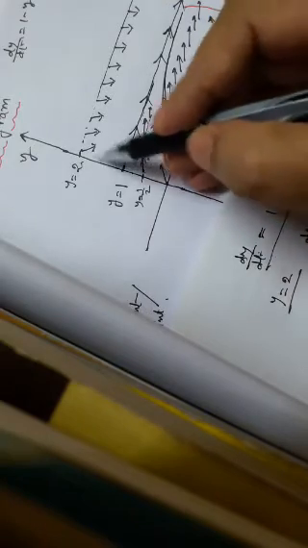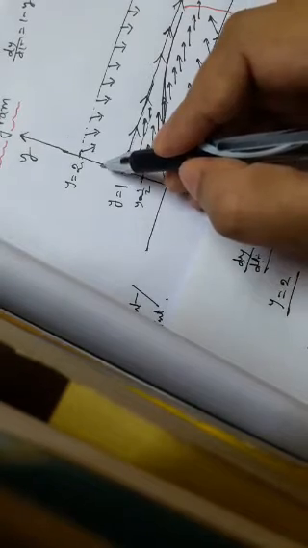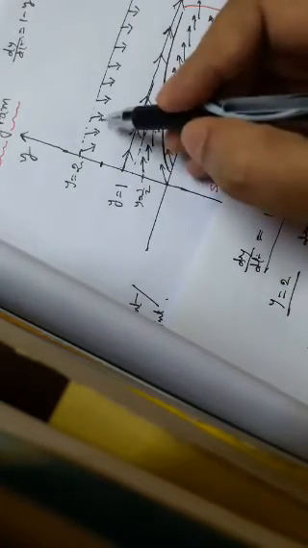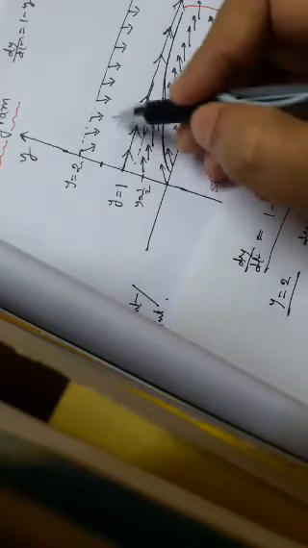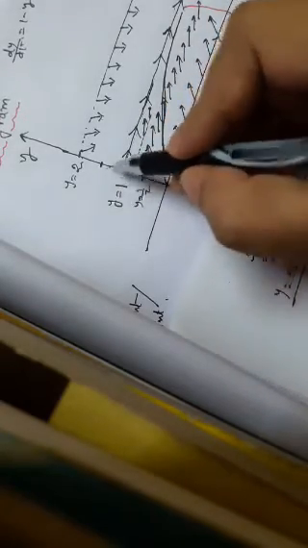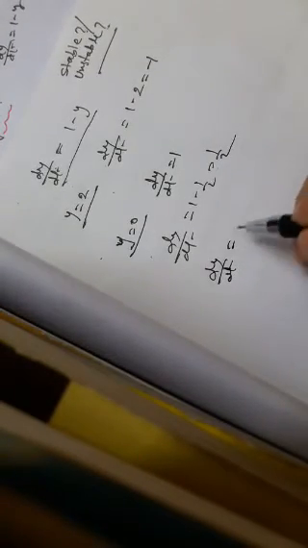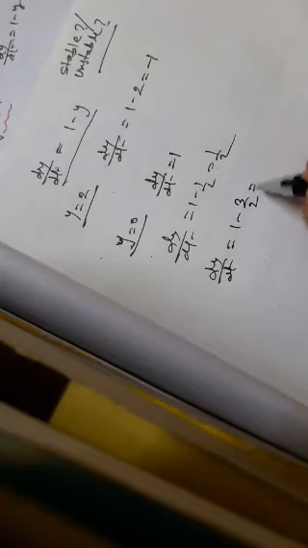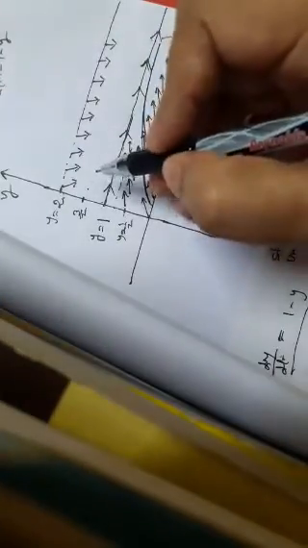Now in the upper region, from 1 to 2, we consider a point here. We now investigate this region. What will be the slope field? Take a point 3 by 2. Then dy/dt is equal to 1 minus 3 by 2, which is minus half. So the arrow will be like this.